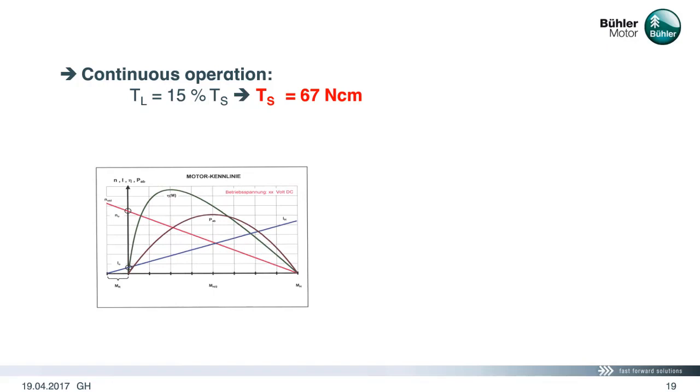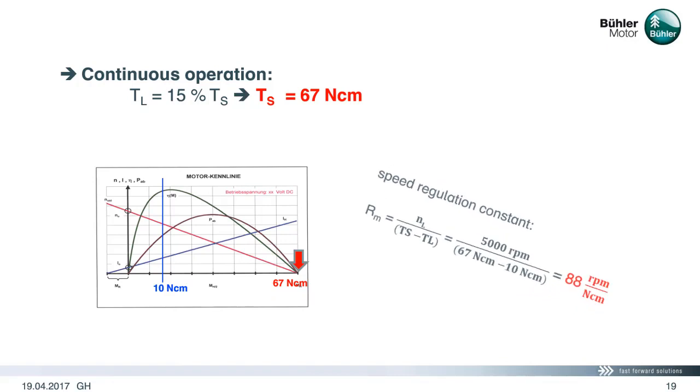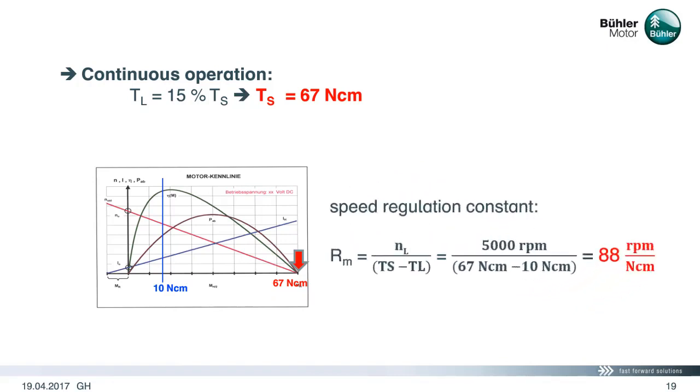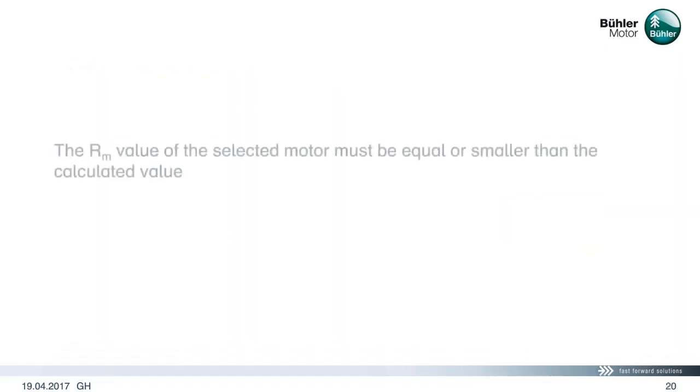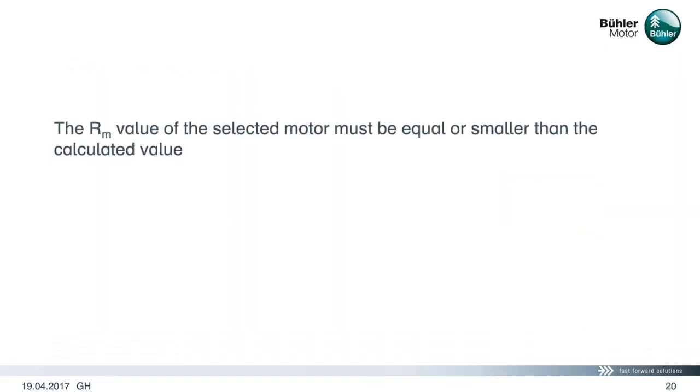Again, the complete performance curve looks like this. If we draw our 10 Newton centimeter load point and the 67 Newton centimeter stall torque, we can calculate the speed regulation constant, which results in a value of 88 rounds per minute divided by Newton centimeter. The Rm value of the selected motor must be equal or smaller than the calculated value.